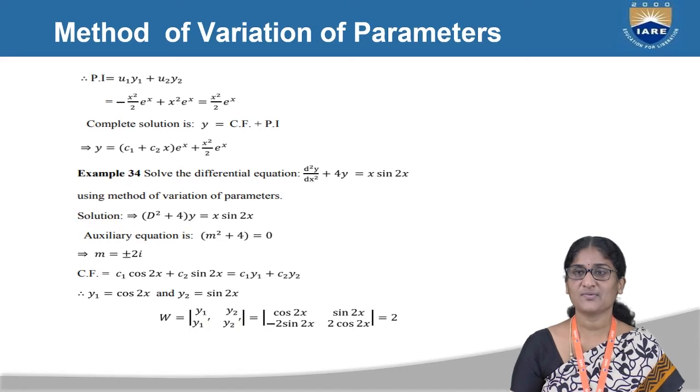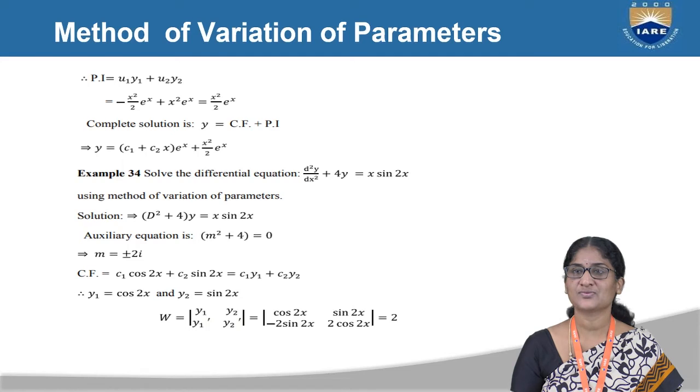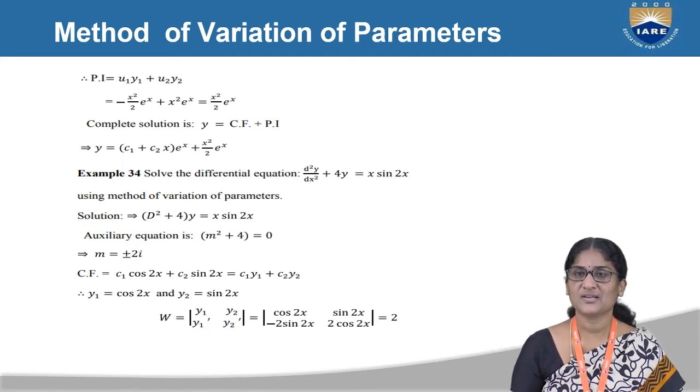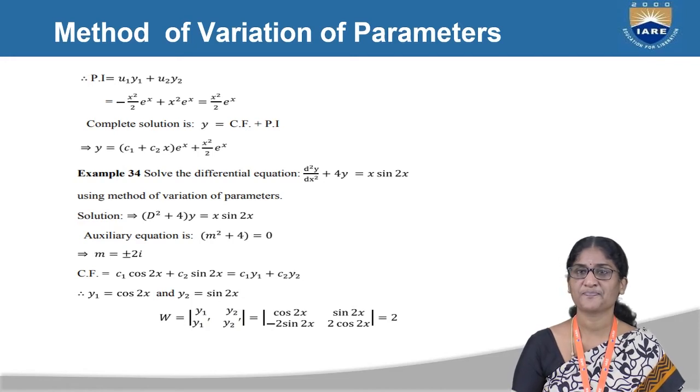Now let's go for the next equation. Here we'll take a complicated f of x, because till now we have taken only a single function, which we got very easily. So we'll test one complicated question, that is a product of two functions, and see how to find the solution by using the method of variation of parameters.